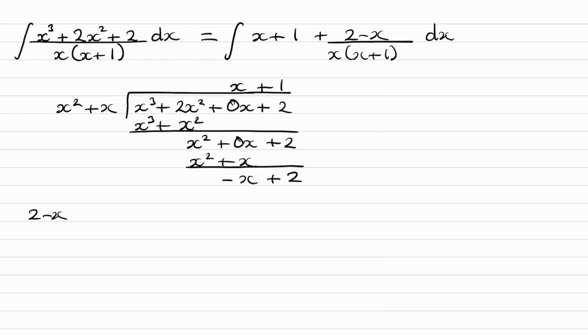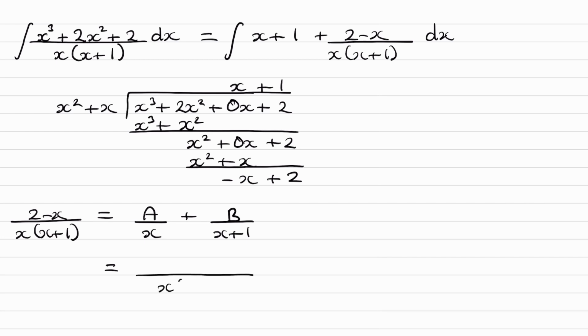So 2 minus x over x multiplied by x plus 1 can be expressed, in partial fraction form, as a over x plus b over x plus 1. We then make a common denominator, so our common denominator in this case would be x times x plus 1. To get this fraction having a denominator of this, we have to times top and bottom by x plus 1. So that first term would become a times x plus 1. Similarly, we have to times this fraction top and bottom by x, so plus bx. Left hand side stays the same.